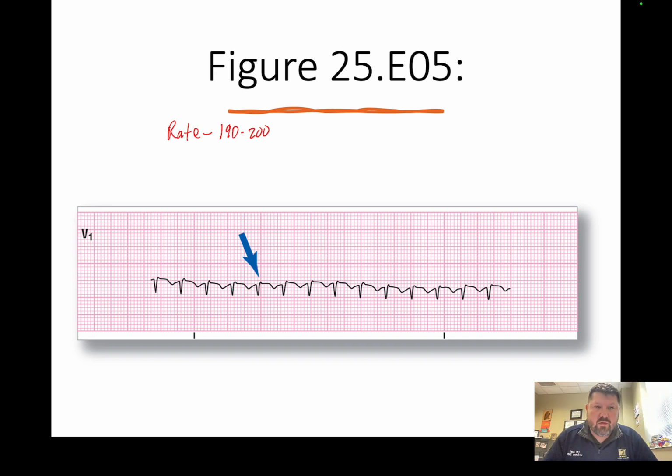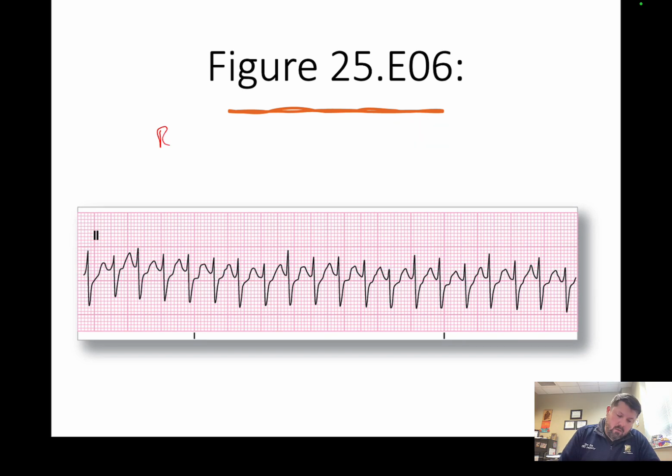This is the same strip from the previous one that we just did, but again, we got it in V1 to check to see if there's a pseudo R, and there is a pseudo R wave that's a little more present, which indicates a post QRS P wave. AVNRT.